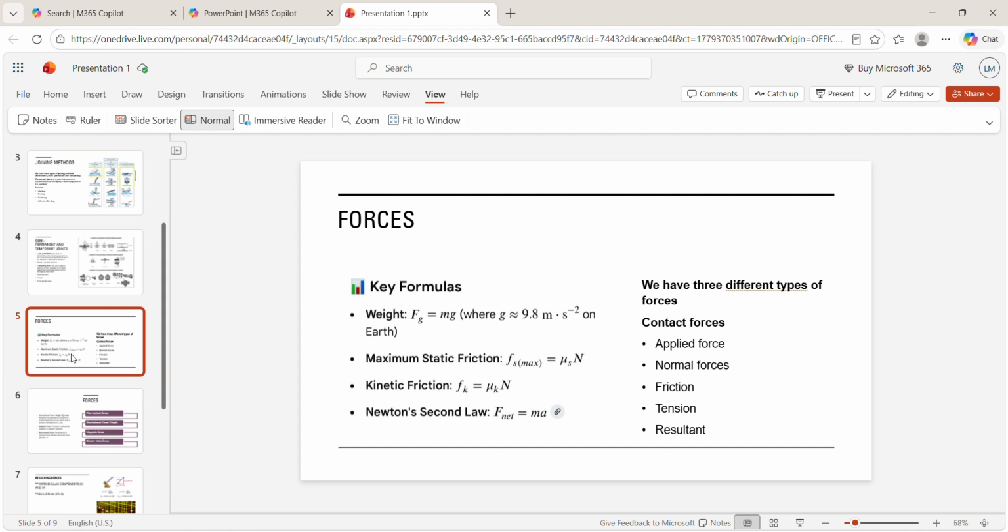And then we have Newton's laws, which are F net equals 0 and F net equals ma. And we have three different types of forces: contact forces, non-contact forces, and resolving forces. In the contact forces, we have applied force, normal force, friction force, tension force, and resultant force.